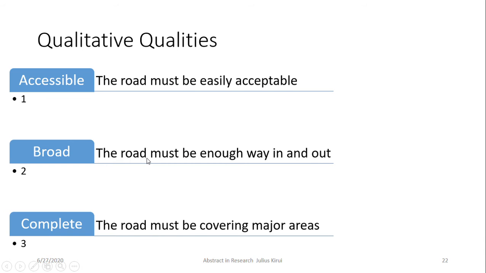Sufficient, satisfactory. So it must be broad, not a narrow road, squeezing, confusing. Complete. The road must be covering major areas. In other words, connecting to very important areas. Connecting areas with productive, connecting areas with economical viabilities. Roads are critical, so they must be complete. So ABC is critical quality of roads.